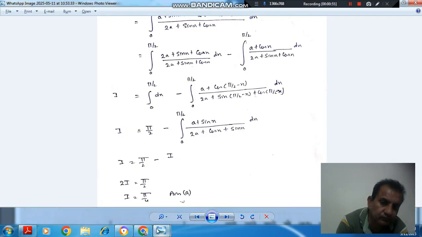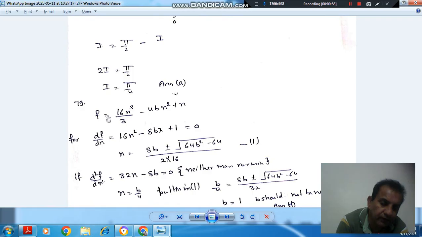So here the function is given as 16x cubed by 3 minus 4bx square plus x. We can differentiate it, so it will be 6x square minus 4bx plus 1. Suppose we put it equal to 0, then x will be 8b plus minus root of 6b square minus 64 by 2 into 6. This is your b, this is your a, this is your c: minus b plus minus root of b square minus 4ac divided by 2a, using this.